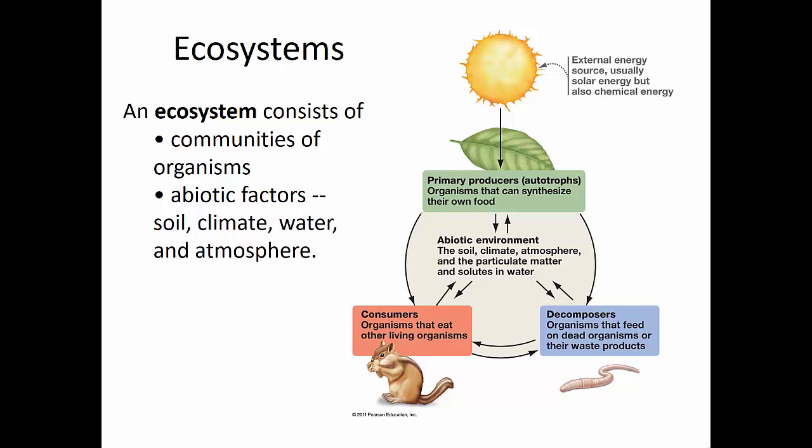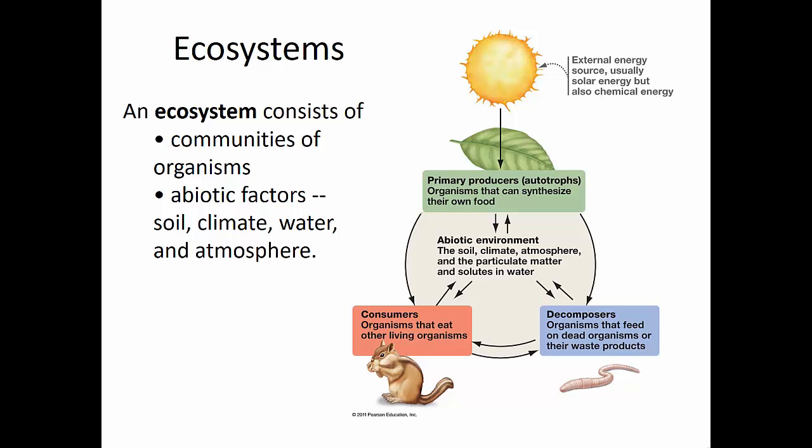An ecosystem is a broader concept than the communities and the populations that we've studied so far. An ecosystem consists of communities of organisms in a broad geographic area, and it also includes the abiotic or non-living factors that these organisms interact with. We often define an ecosystem in the same way that we would define the biomes, by climate and vegetation type. So we might refer to a desert ecosystem or a tropical rainforest ecosystem.